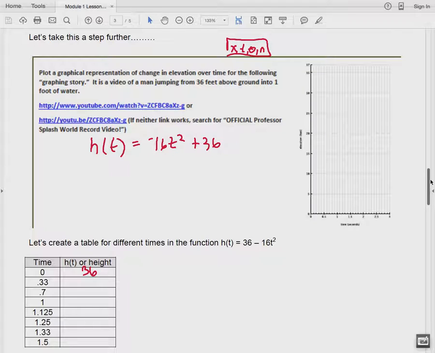Brian, is there one on the chart after that? Yeah, 1.5, you do 1.5. Wait, so I do 16 times 0.23? You do negative 16 times .33 squared plus 36. Oh, sweet. Okay, then when Spencer's done, grab his real quick.